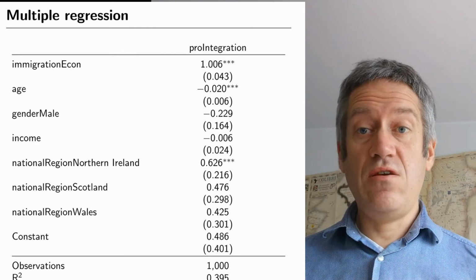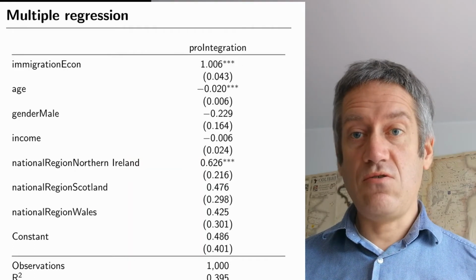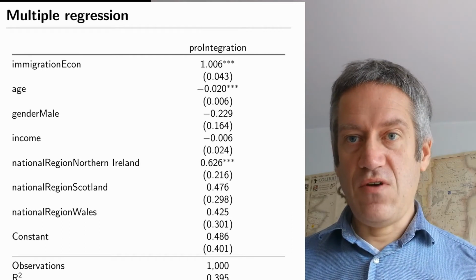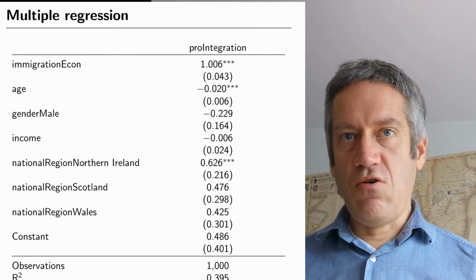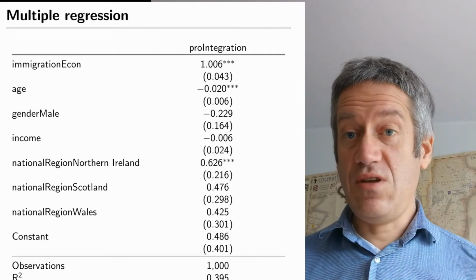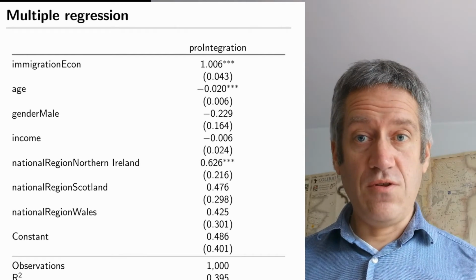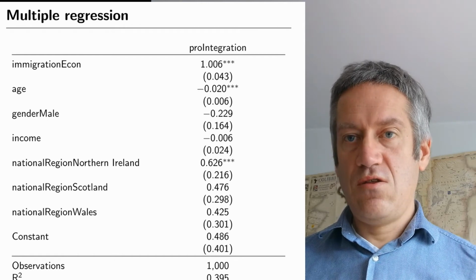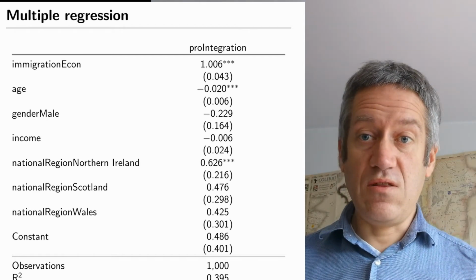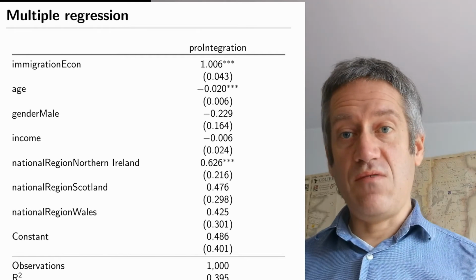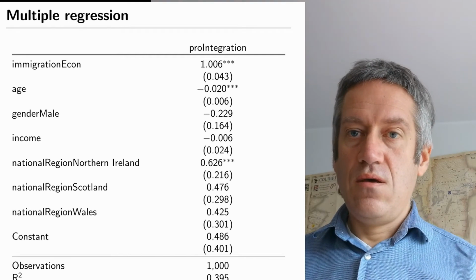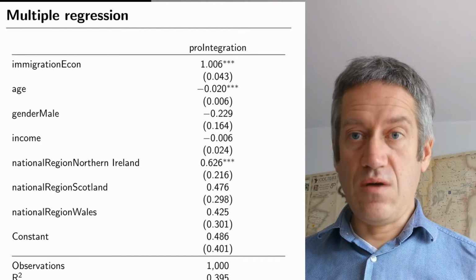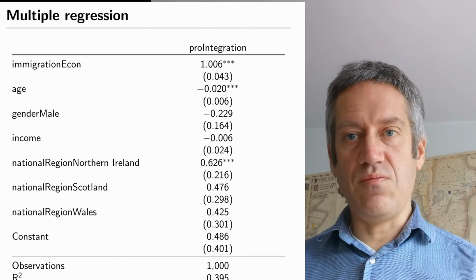So when you run a regression or when you see a regression published in an article, you will often see a table like this. You will see a set of independent variables, and with each of them there is a coefficient. So for example here, immigration econ captures the extent to which respondents think immigrants are good for the economy, and this positive number suggests that there is a positive relationship between thinking immigrants are good for the economy and being in favor of European integration. Age is a second variable, and this negative coefficient suggests that there is a negative relationship. Younger people are more in favor of European integration than older people on average.